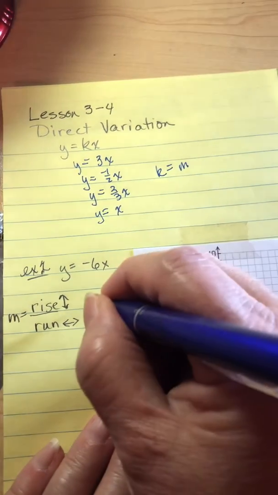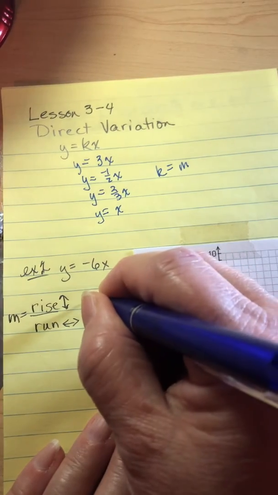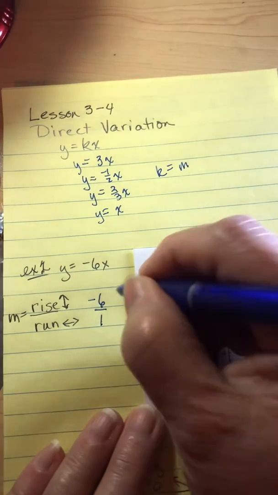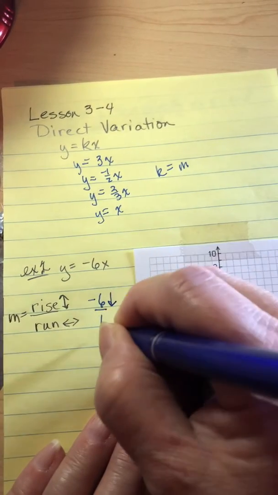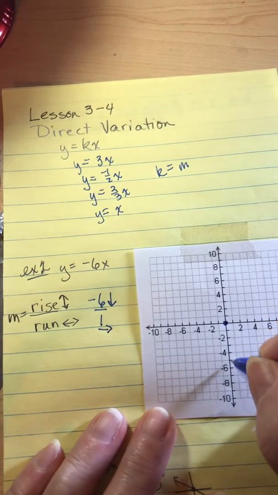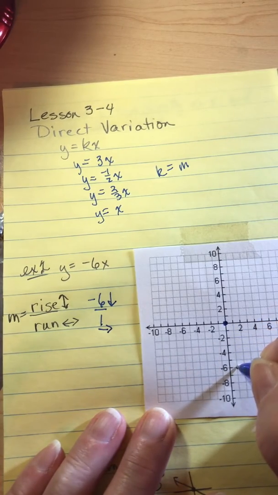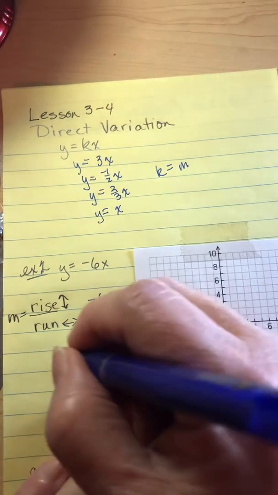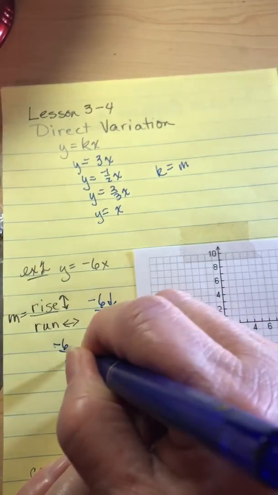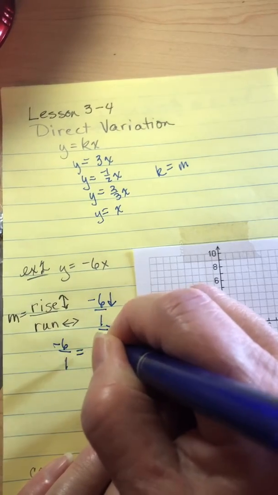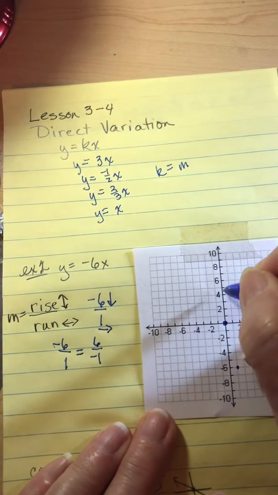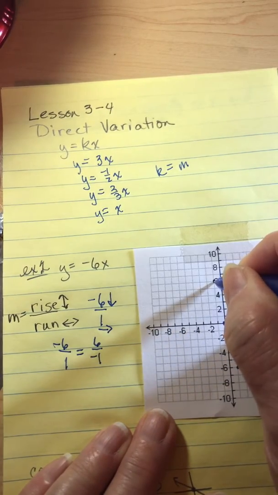Now, my slope, I want to think about it as rise over run, and that's going to be negative 6 over 1. So that means I'm going to go down 6 and right 1 because the 1 is positive. So I go down 6, right 1, make a dot. Now, hopefully you're smart enough to realize that this is equal to 6 over negative 1. So I could go up 6 and left 1.